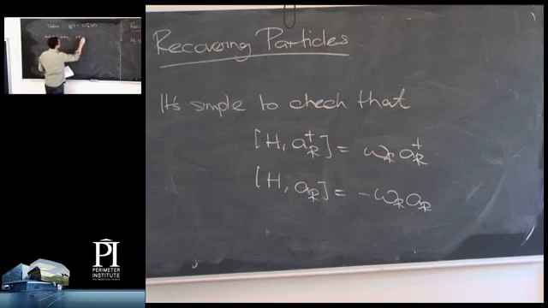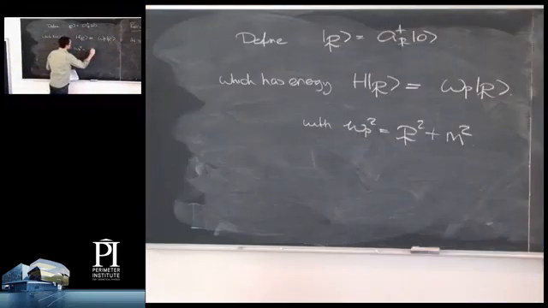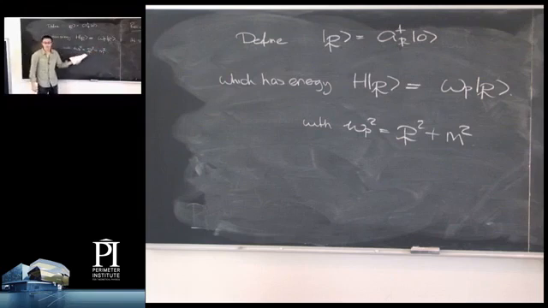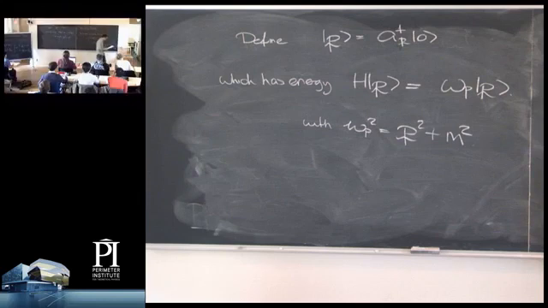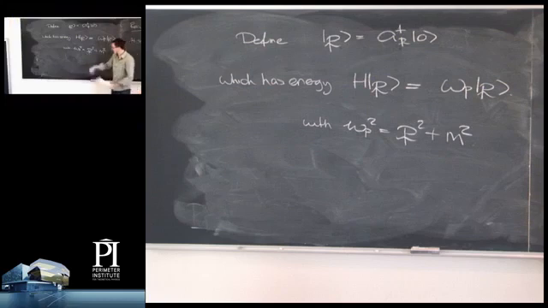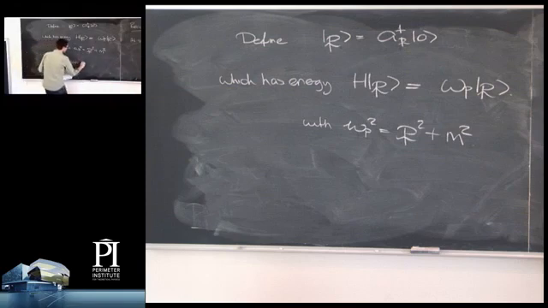What's the Hamiltonian for this, or what's the energy of this state? The Hamiltonian acting on P is just omega P. We had a definition of omega P. It was equal to this. Okay, but this should be very familiar. This is the energy dispersion for a massive particle in Minkowski space, a relativistic particle with mass m and 3-momentum p. This is the relativistic dispersion relation.